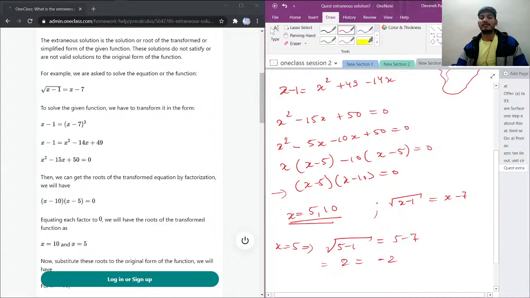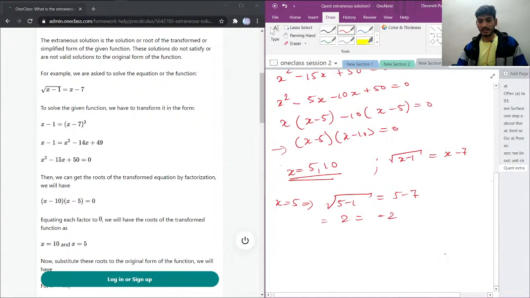So you can see that x equal to 5 is not satisfying this equation. Now we'll go for 10. Square root of 10 minus 1 equals 10 minus 7. We will have square root of 9, which is 3, and 10 minus 7 is 3. You can see that x equal to 10 satisfies this equation. So x equal to 10 is the solution of this equation. But x equal to 5 is called the extraneous solution.